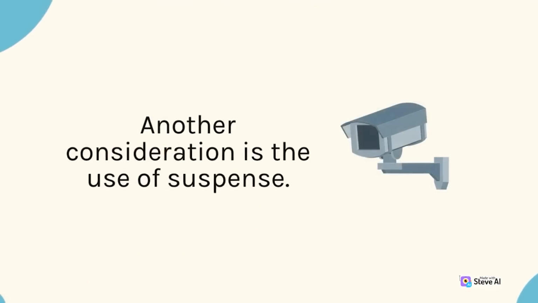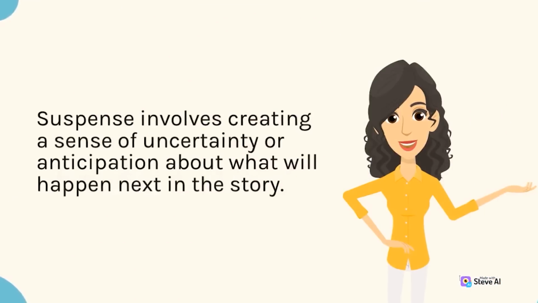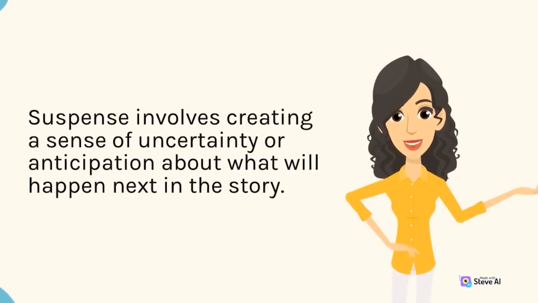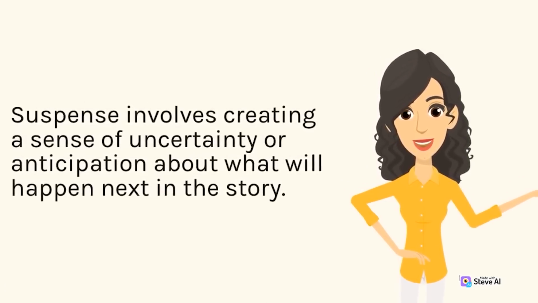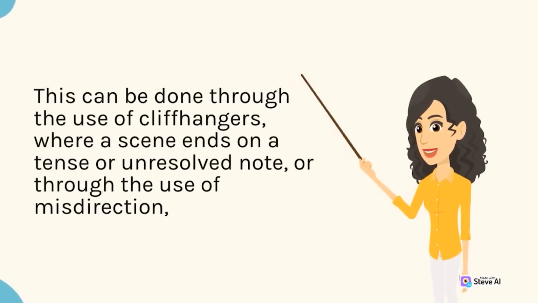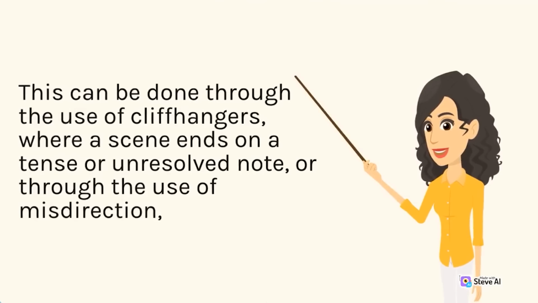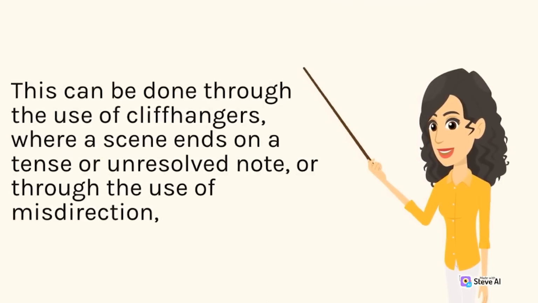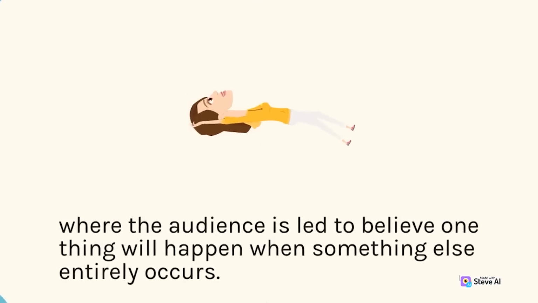Another consideration is the use of suspense. Suspense involves creating a sense of uncertainty or anticipation about what will happen next in the story. This can be done through the use of cliffhangers, where a scene ends on a tense or unresolved note, or through the use of misdirection, where the audience is led to believe one thing will happen when something else entirely occurs.